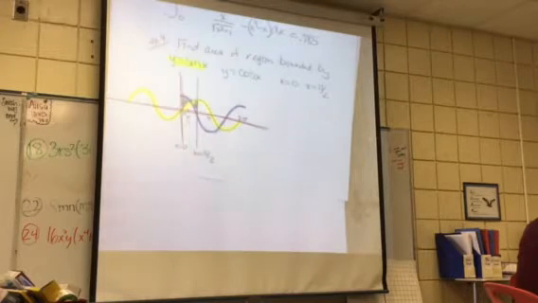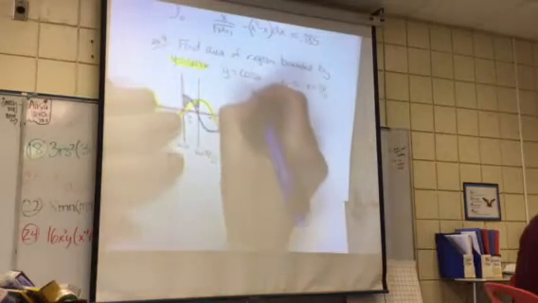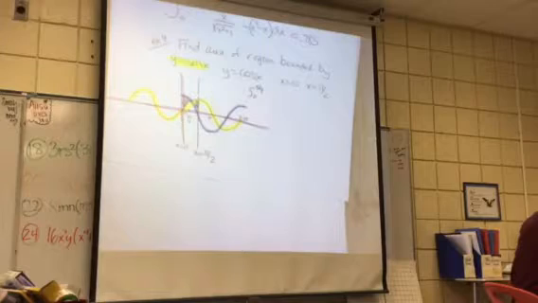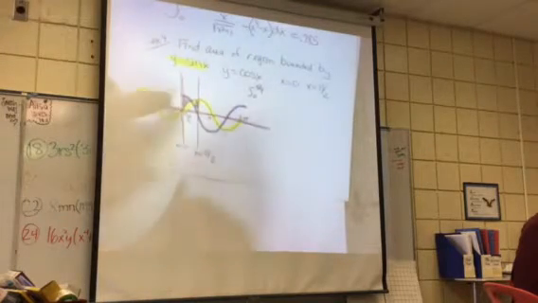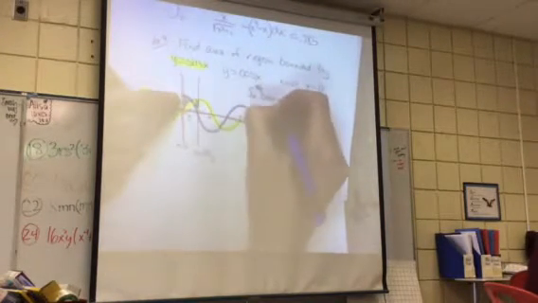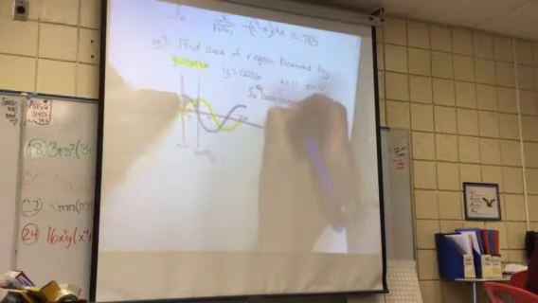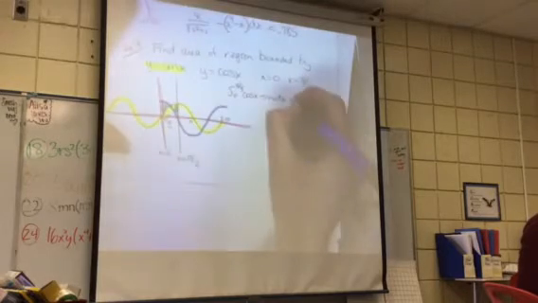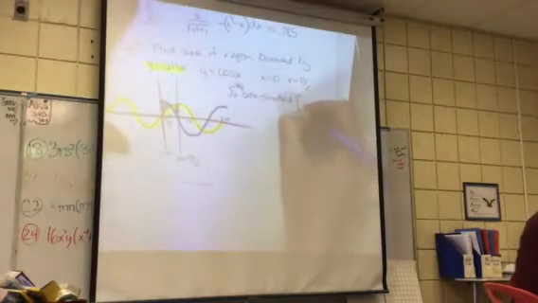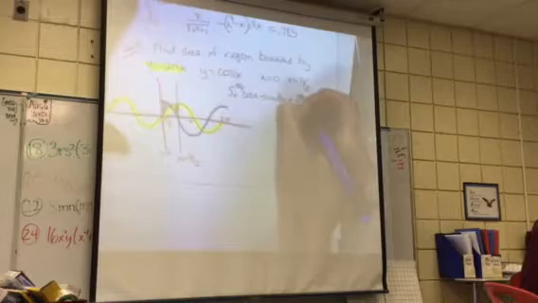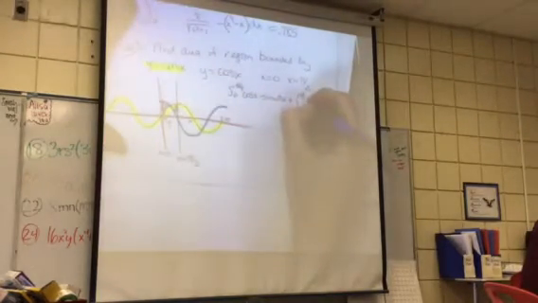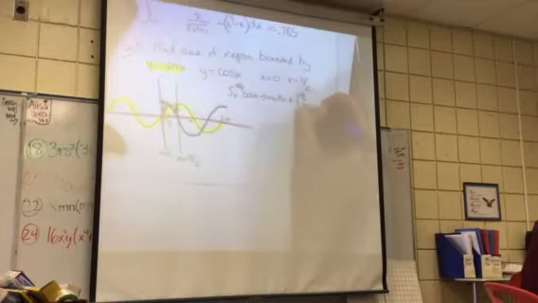We're going to have to set up two different integrals here because at different points we have different functions on top. One integral goes from 0 to pi over 4. Which function is on top? Cosine of x minus sine of x, and don't forget the dx. And then plus, we go from pi over 4 to pi over 2. Now which curve is on top? Sine curve minus cosine curve.